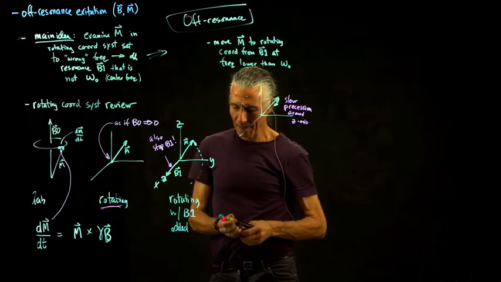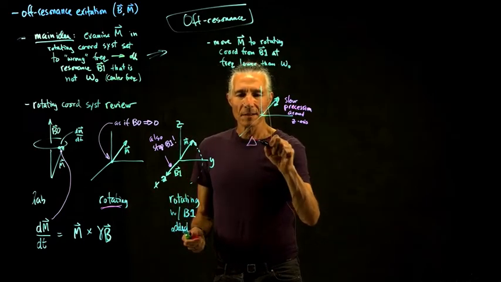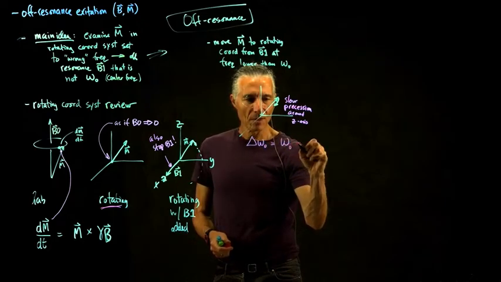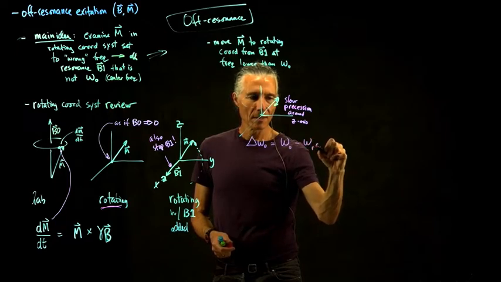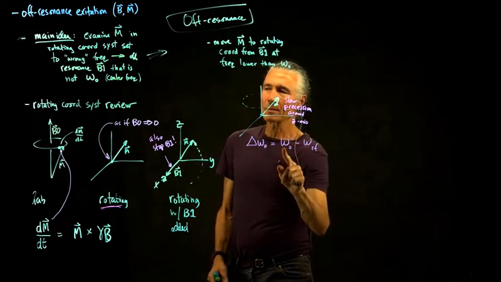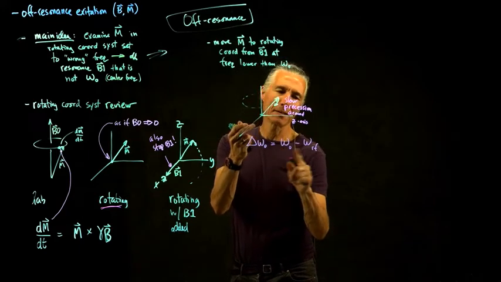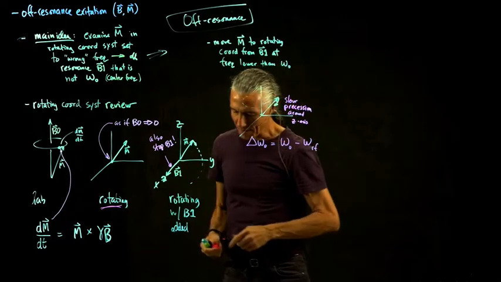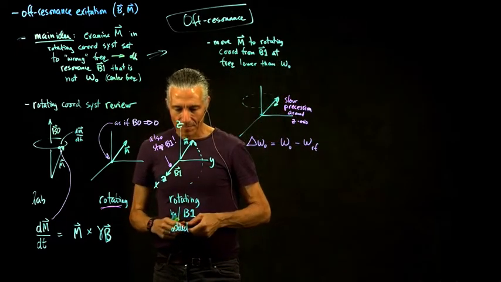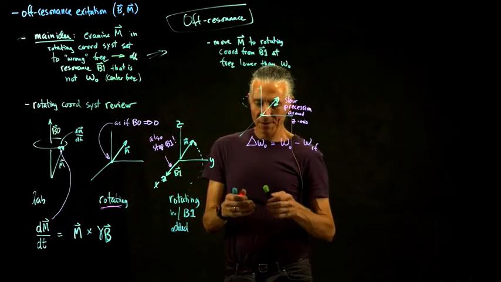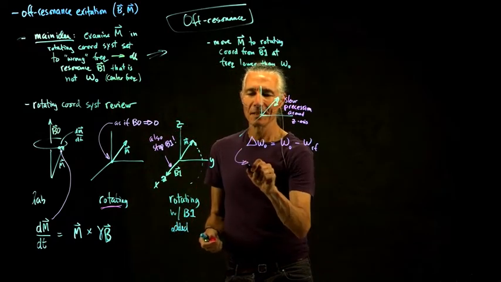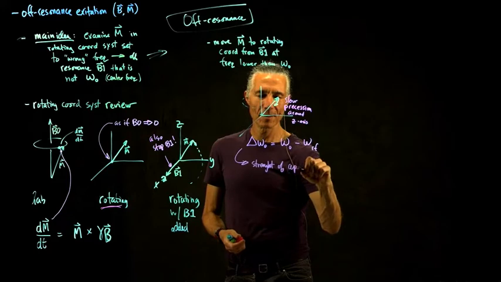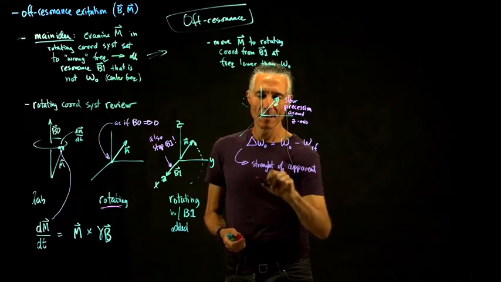And what is that frequency of precession? It's basically just going to be equal to the frequency difference. So here's the center frequency that the protons are actually precessing at, and here's the frequency of the B1. It's just the difference between those two frequencies, and that will tell us basically the strength of the apparent B0.